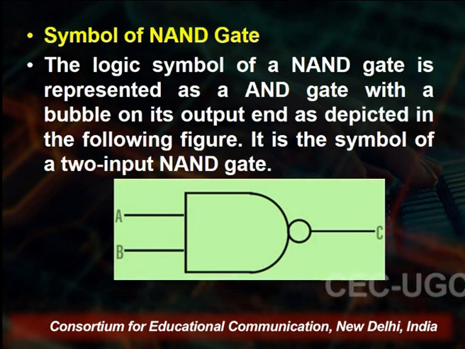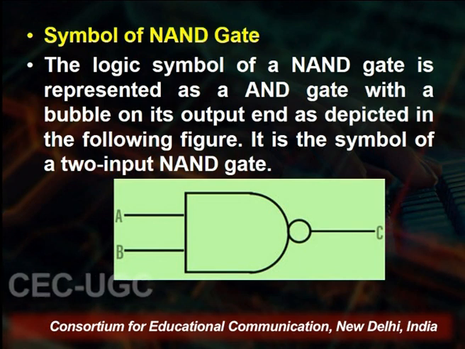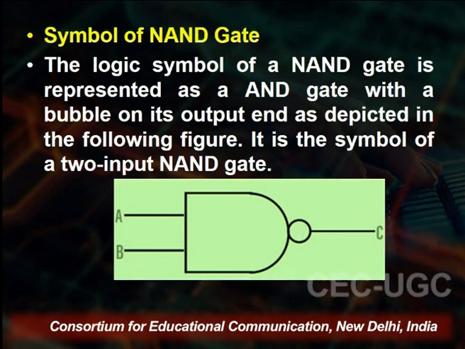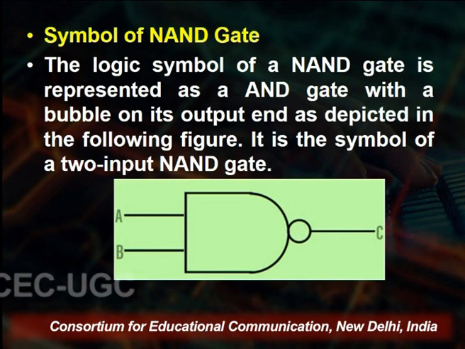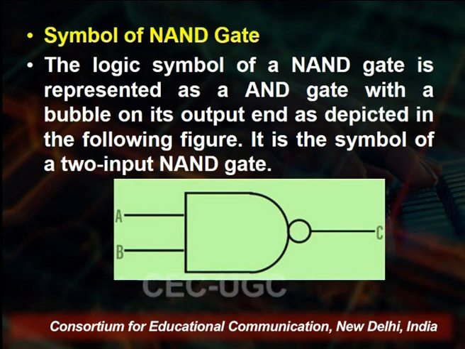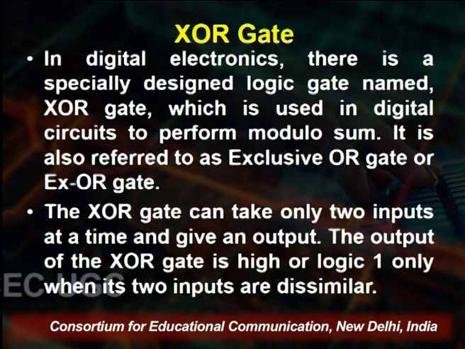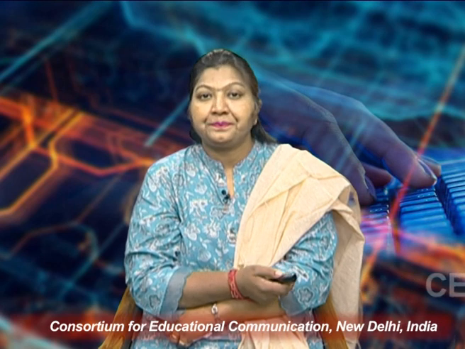The symbol is the same as an AND gate, but the dot is here, and that dot represents the inversion of the AND gate. So the logic symbol of the NAND gate is the AND gate with a bubble, or dot, on its output, as depicted in the following figure, which is the symbol of the 2 input NAND gate. Again, we can take 2 or 3 or more inputs in the case of the NAND gate.